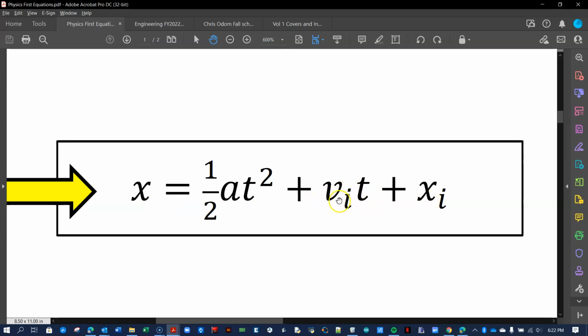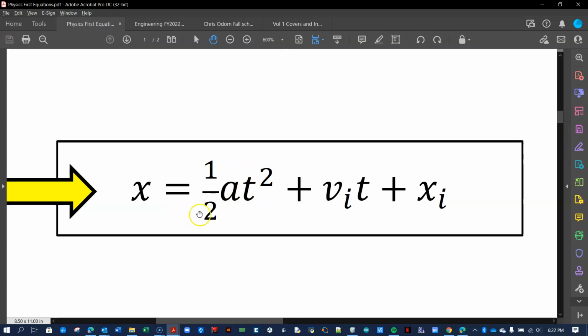That has the form of y equals mx plus b. It has a linear form, but that's only if a is 0. If a is 0, this whole term goes away. Okay, if the object is not moving at all, then you have no acceleration and you have no initial velocity, and you just would have x is equal to xi. That would just be a straight flat line.